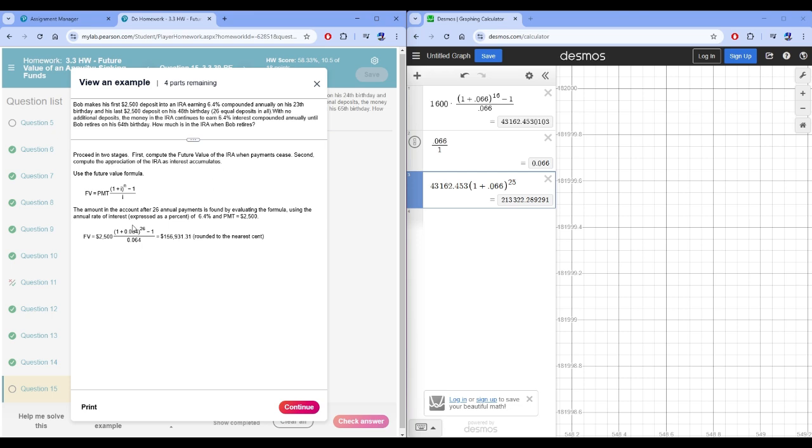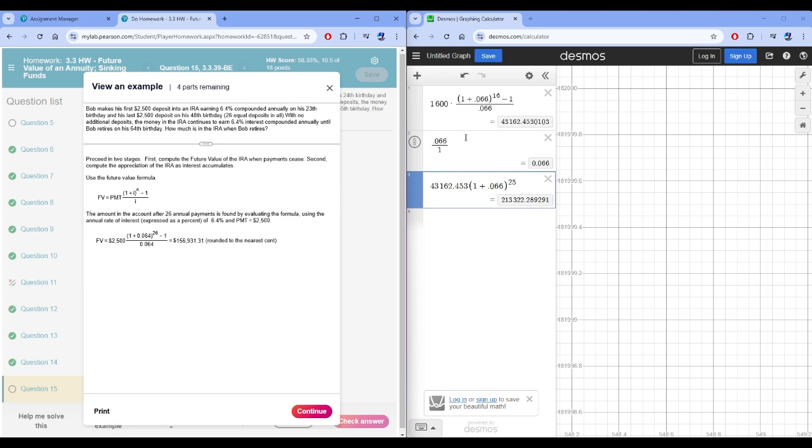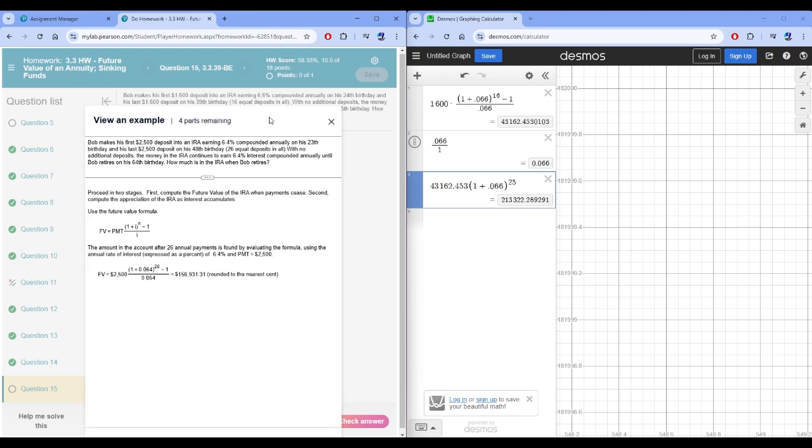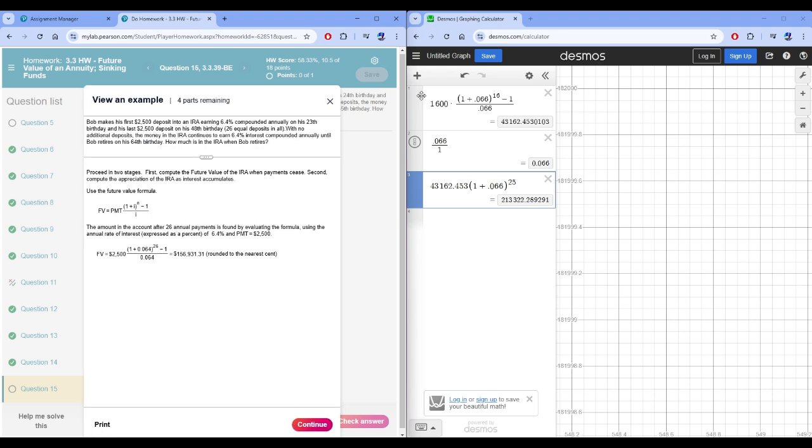Okay, they did 26. Yeah, so he did 16 equal payments, 1 plus that divided by that gave him that with a lot more money there. I was 1,600, right? 1,600, yeah. 6.6%. We're good. Okay. That gives me that. Round to the nearest cent. 45.